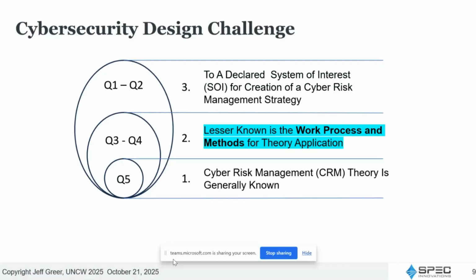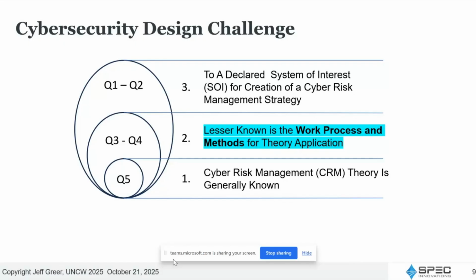So if you think about the 5 questions I just mentioned, how do you prevent failure? Well, that's your cyber risk management theory in Q5 there. If you think about what is it and why is it important, that's your Q1 and Q2. For your system of interest in its domain, and then how does it work and how can it fail?